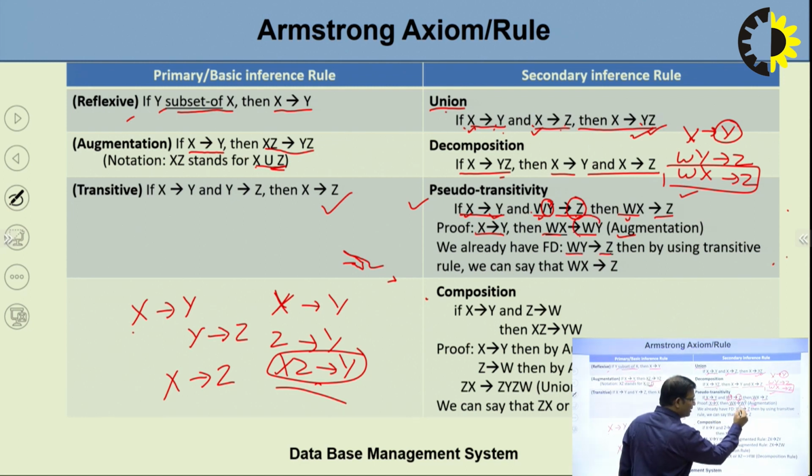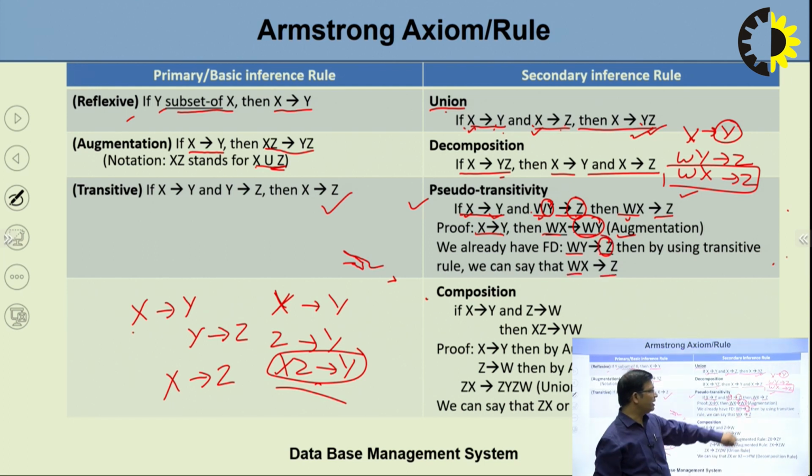So wy is replaced with z. So wx tends to z. wy की जगह z आ गया, then wx tends to z. Okay. Now composition. Composition is what?